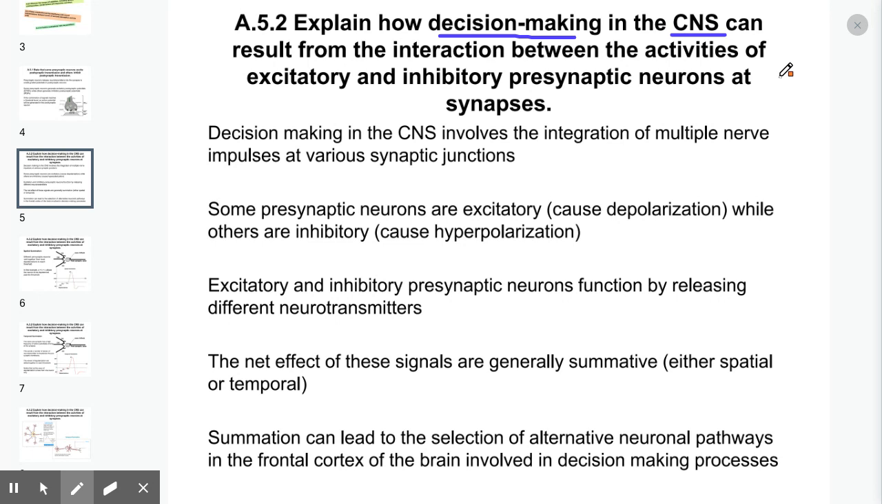The decision either is to send the signal, this is the central nervous system, right? Send the signal in the brain, or not to send the signal. And this all has to do with whether you excite or inhibit the message. So there are presynaptic neurons, the ones before, that will either excite or inhibit that message. So that's kind of what all this says. I'm going to explain these two concepts in the next two slides.